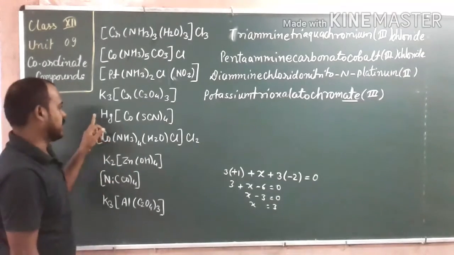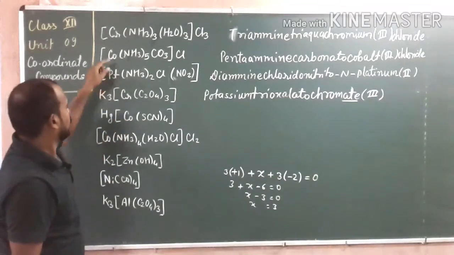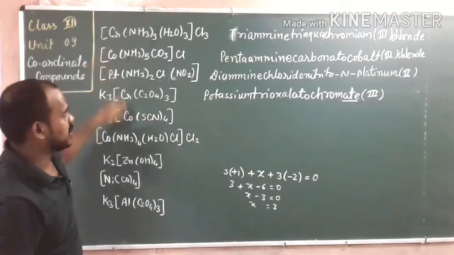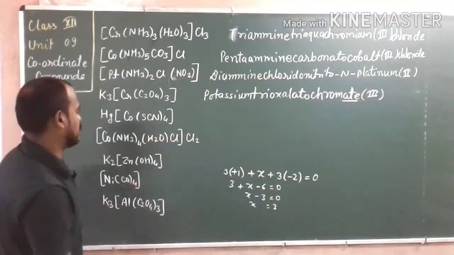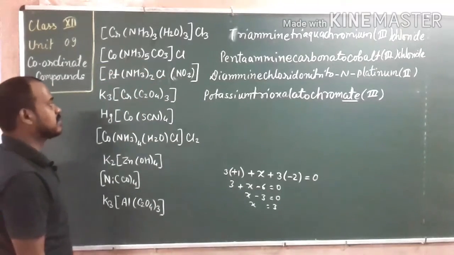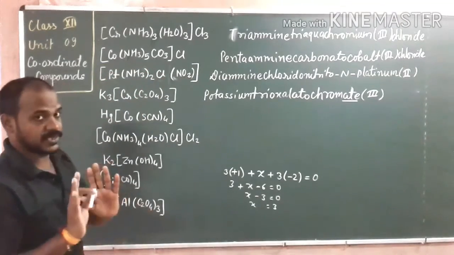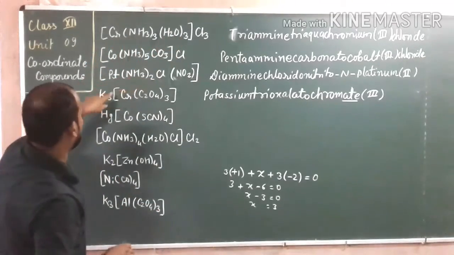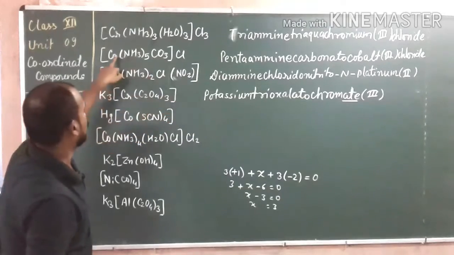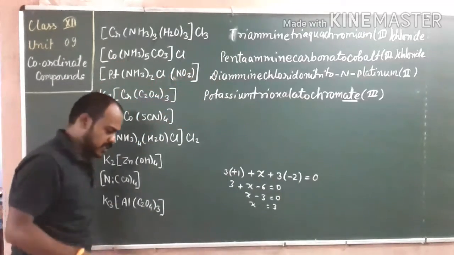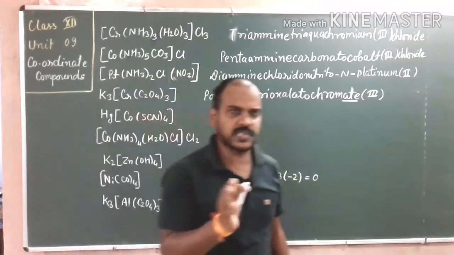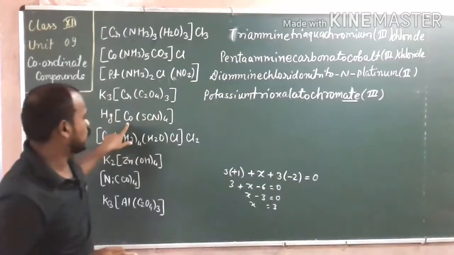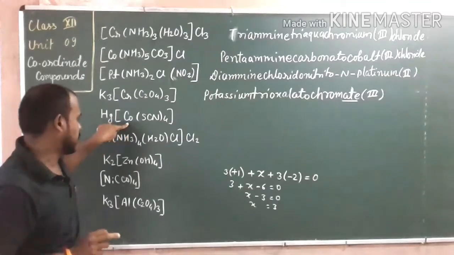Now next, here see, here is one example. The oxidation number of chromium is 3. Remember this thing: the oxidation number of chromium is 3. Here again chromium is 3. For cobalt, it is 3. So the oxidation number for a metal is fixed. Remember this thing: the oxidation number of this cobalt should be 3.